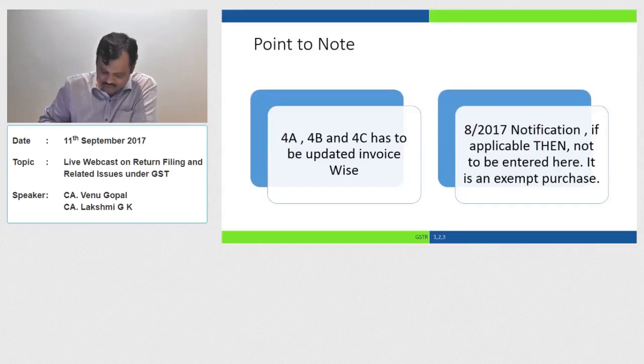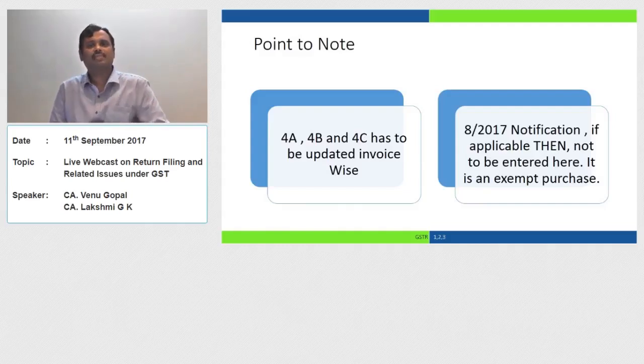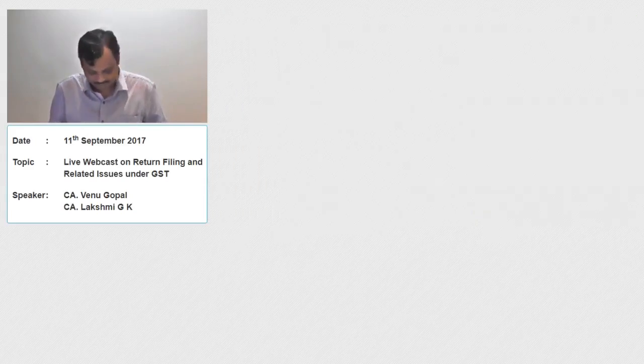There is one issue which many members generally ask about. We have this 8/2017 notification where you have this 5,000 exemption limit. Now, if I am availing the 5,000 exemption limit, how do I report it? If you read that notification carefully, if the taxable purchases made during the day are less than 5,000, then they are treated as good as exempted purchases. So those URDs which fall under 8/2017, you will not be reporting under table 4, you will be directly reporting under your table 7, your exempted supplies.